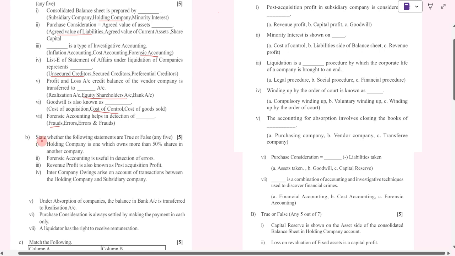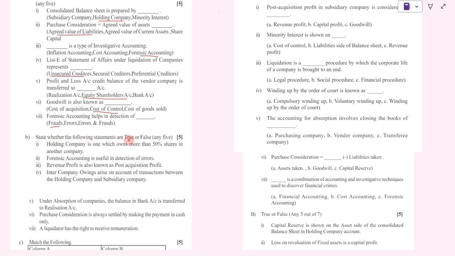Next we'll see, state whether the following statements are true or false. Holding company is one which owns more than 50% shares in another company. True. Forensic accounting is useful in detection of errors. False. Revenue profit is also known as post-acquisition profit. True.